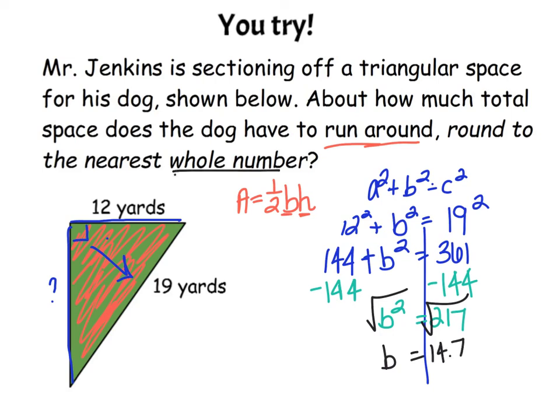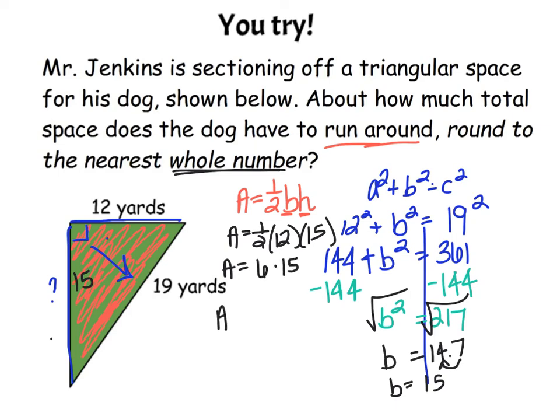14.7. Now it's asking me to do the whole numbers, so I'm just going to approximate. The 7 is going to make the 4 bump up, so I'm going to approximate that this is going to be 15. So now I can plug it into my formula. Area equals 1/2 times the base is 12 times 15. So 1/2 times 12 is 6. 6 times 15 is 90. So the dog has 90 square yards, 90 yards squared of space to run around.